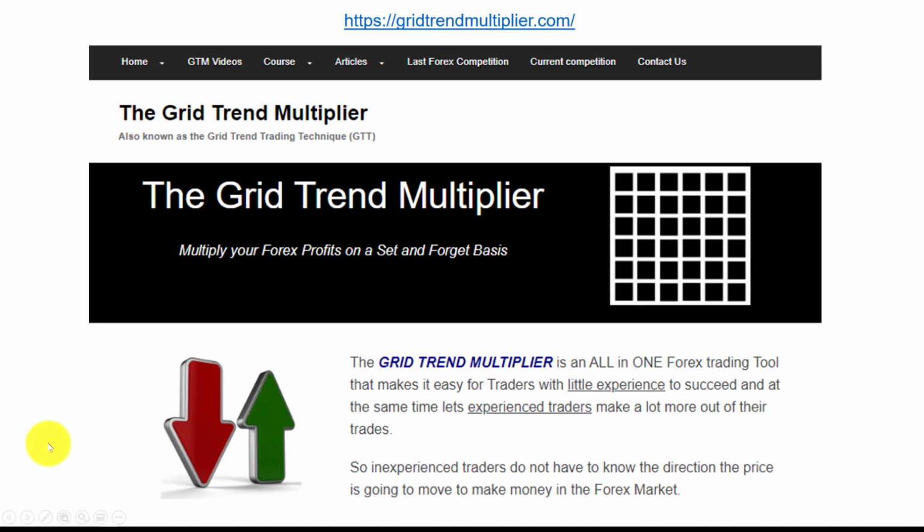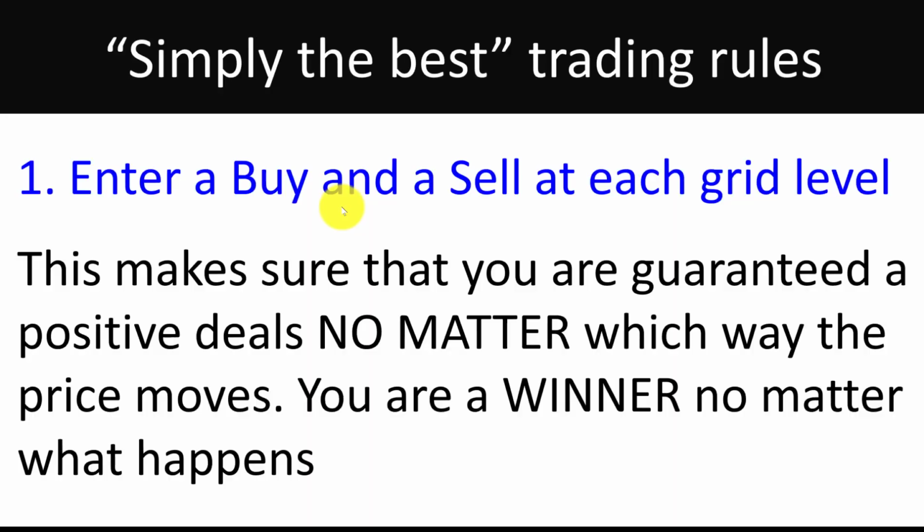Now what we're going to have a look at are 6 principles why this particular EA is so fantastic as a beginner EA and also as an EA that experienced traders can use. So it simply has the best trading rules. And rule number 1 is enter, buy and sell at each grid level. Now what that does is make sure that you are guaranteed a positive trade no matter which way the price moves. So if it goes up, you cash in a buy. If it goes down, you cash in your sell. So you are a winner no matter what happens.